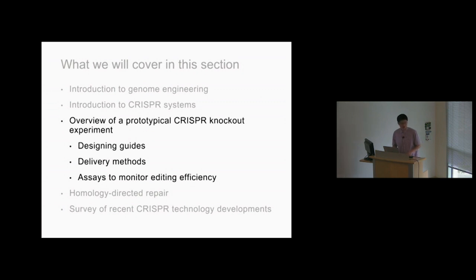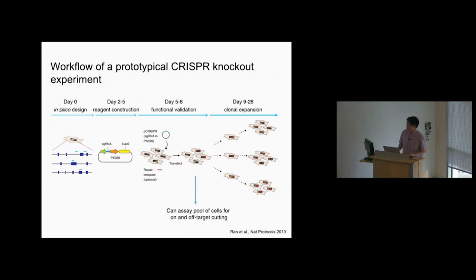Now I'd like to overview a prototypical CRISPR knockout experiment and what that would look like. Let me just go over the timeline. It starts off with designing the guide sequences, the donors, and all the oligos that we'll need. Then constructing the reagents, whether that be plasmid or virus or other delivery modality. Then delivering the Cas9 into the cells and functionally validating how well the Cas9 worked. And optionally, at the end, doing a clonal expansion to get your cell line of interest.